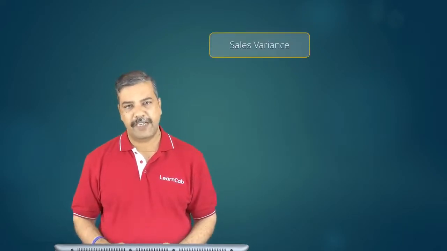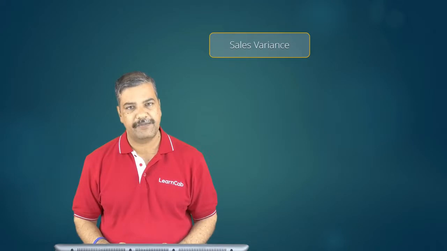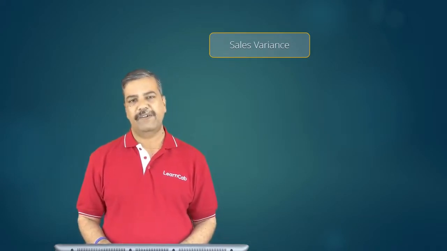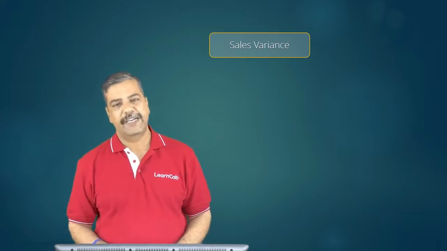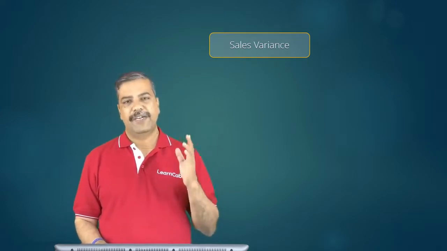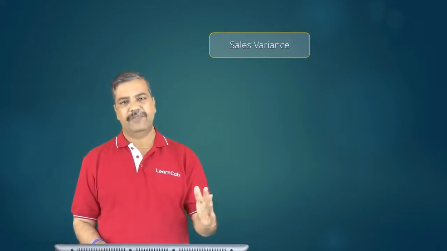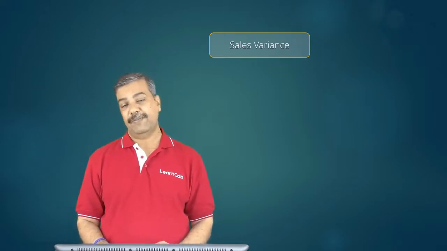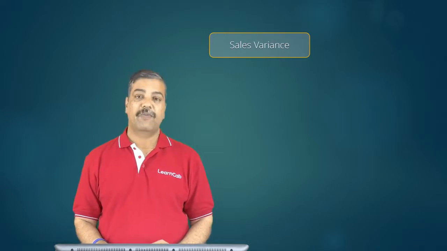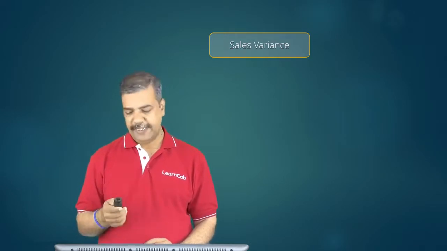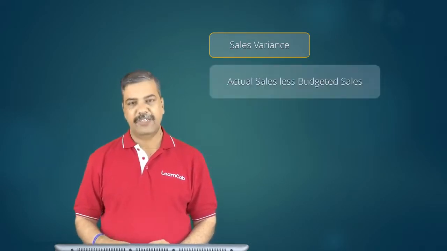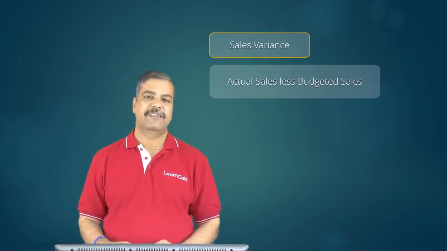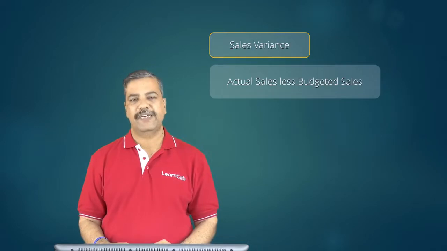Then we are coming to the last part of the variable cost analysis formulas, which is sales variance. This is a very important variance. Apart from your material, labor and overheads, which form part of your costing system, sales is also a very important point which you need to understand. What is this sales variance? Actual sales less budgeted sales. In simple terminology, this is the difference. So what is it that you budgeted and what are the actual sales?